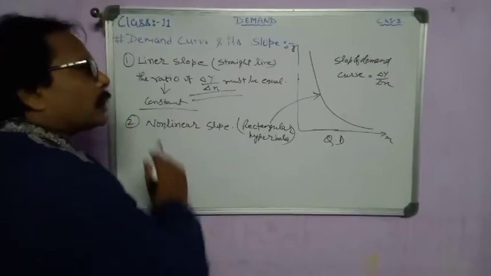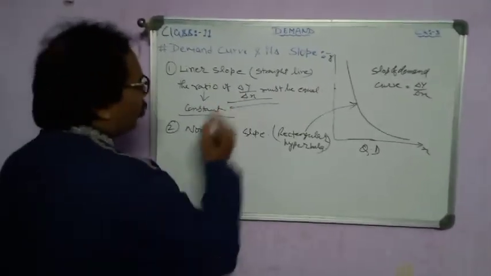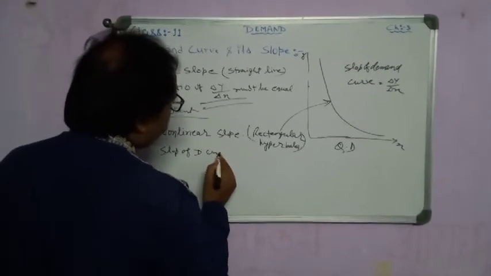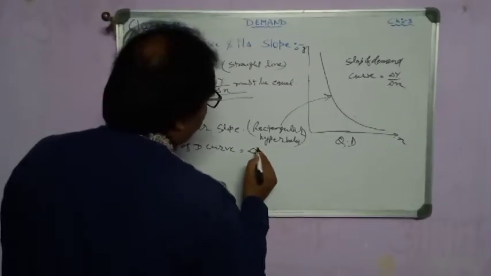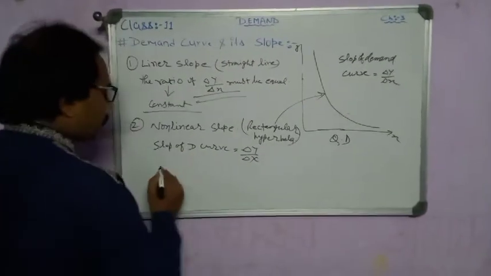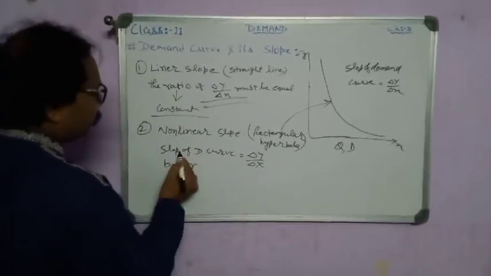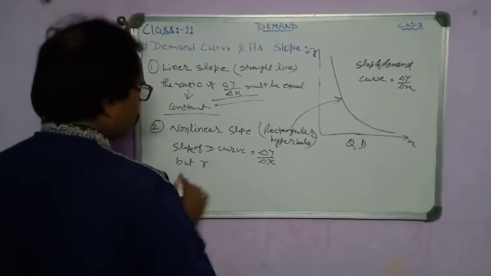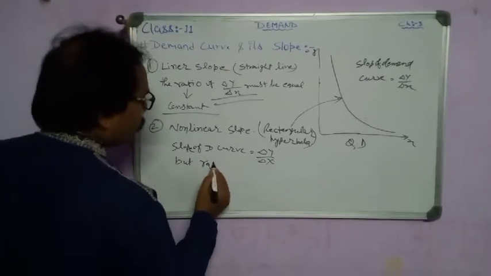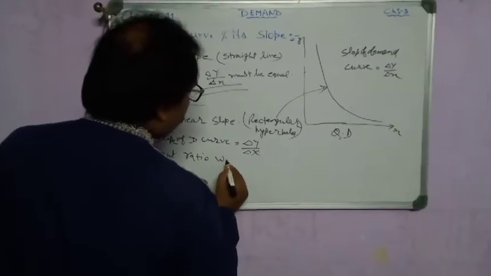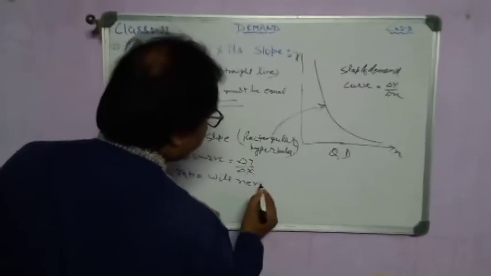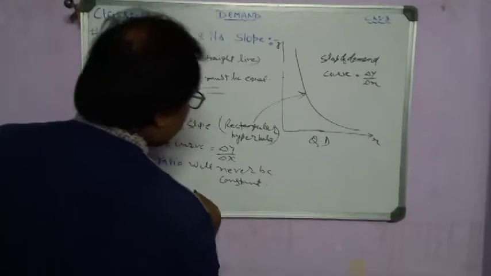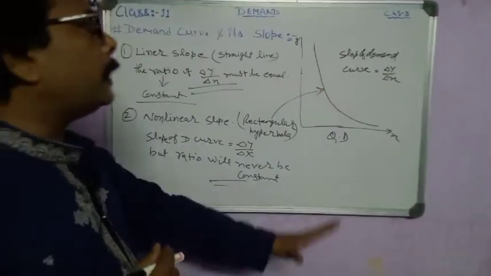So when this situation comes, in this case also the slope of demand curve is equal to delta y by delta x, but the ratio will never be constant. Is it clear? So in that case, the demand curve will be non-linear.